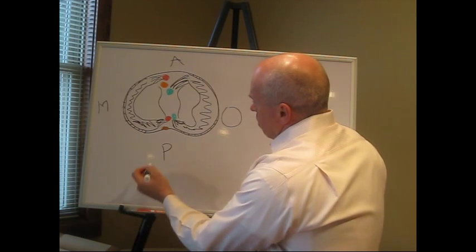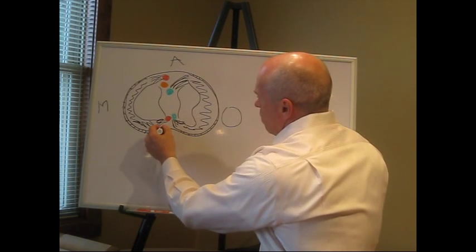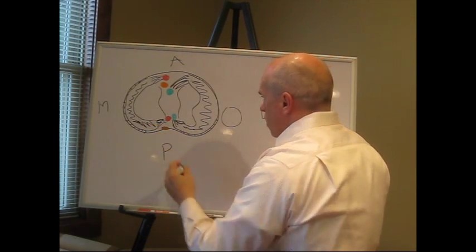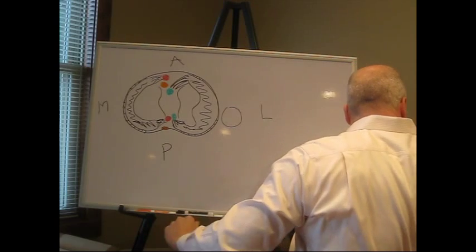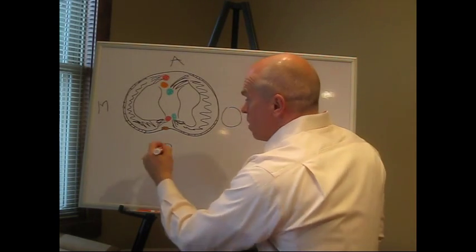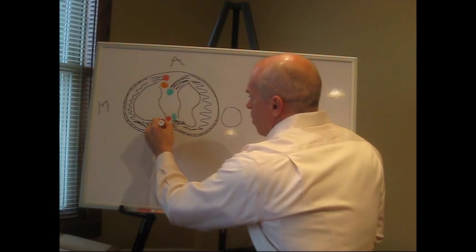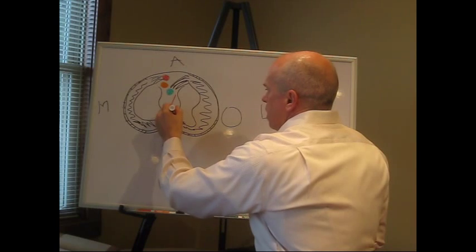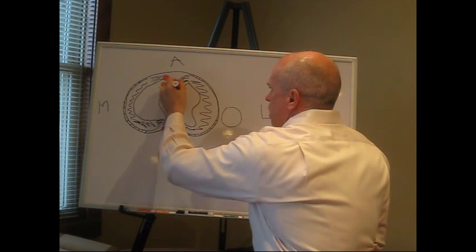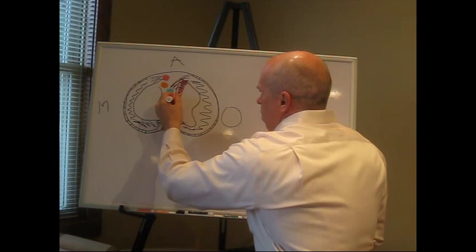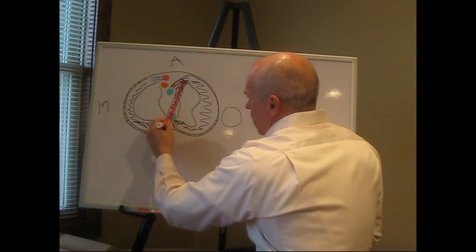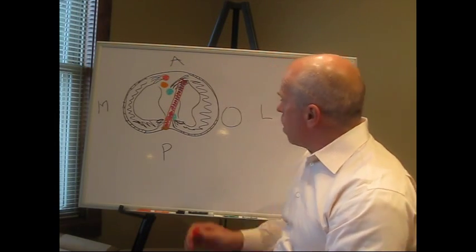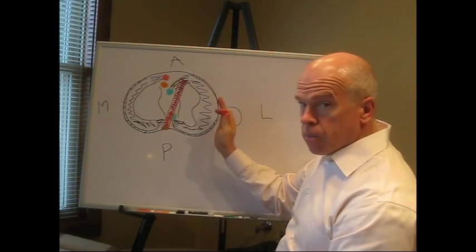Now, arising from here, we then have the posterior cruciate ligament. So let's draw that in, and let's use a contrasting color here. I hope you can see this. The posterior cruciate ligament ascends anteriorly and laterally to attach on the undersurface of the lateral femoral condyle. It proceeds laterally.